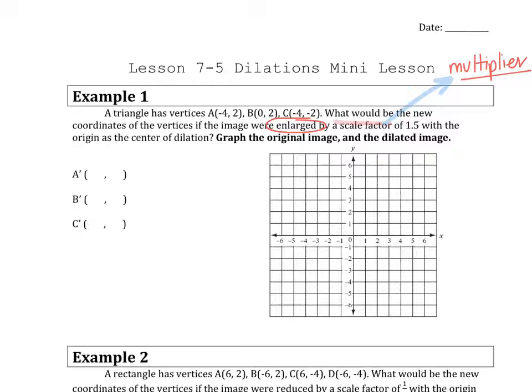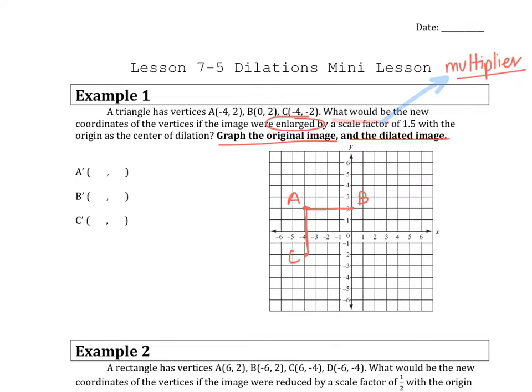It says graph the original image and the dilated image. So first I'm going to graph the original image. -4, 2, and you're going to label absolutely everything. So this is A. Point B is 0, 2 here. And C is at -4, -2. Okay, I'm going to draw my triangle. Okay, so I have my triangle nice and drawn and all my points. That is my original image.